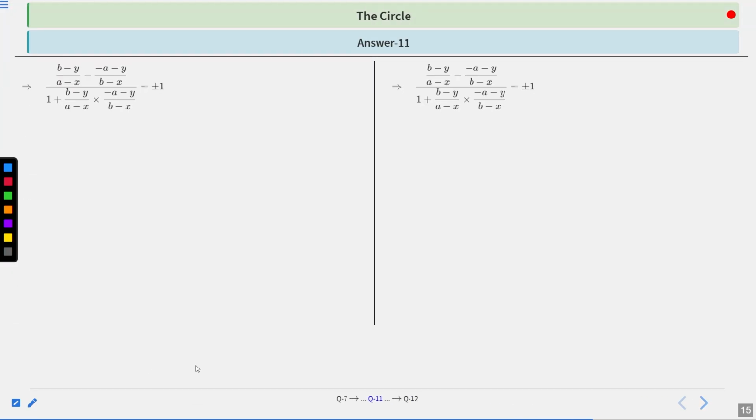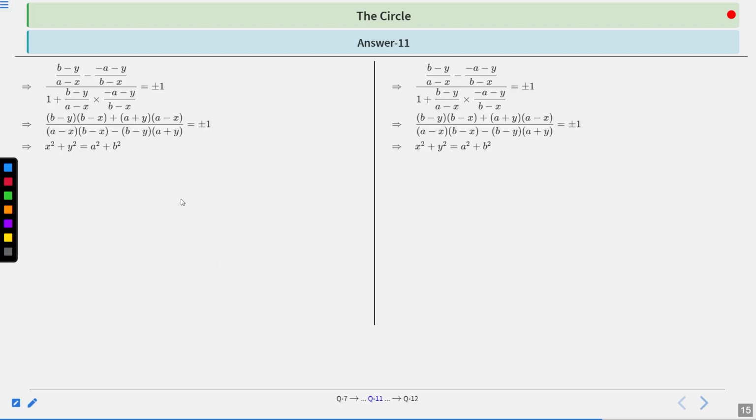So let's put m1 minus m2. You will get (b minus y upon a minus x minus a minus y upon b minus x) upon (1 plus b minus y upon a minus x into a minus y upon b minus x) is equal to plus minus 1. Therefore, after solving this, you will get b minus y into a minus x, b minus y into b minus x plus a plus y into a minus x upon a minus x into b minus x minus b minus y into a plus y is equal to plus minus.